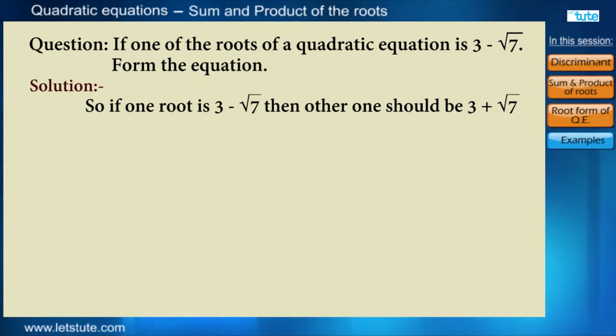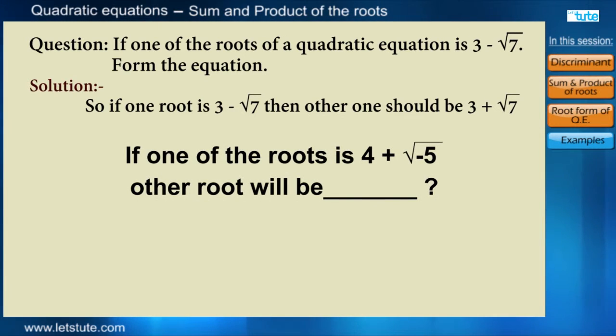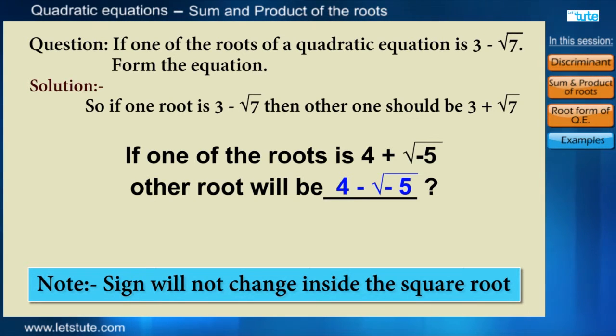So tell me, what would be the other root if one of the roots is 4 plus square root of minus 5? It would be 4 minus square root of minus 5. Please note that the sign will not change inside the square root.